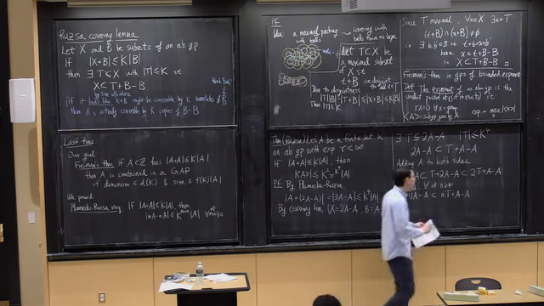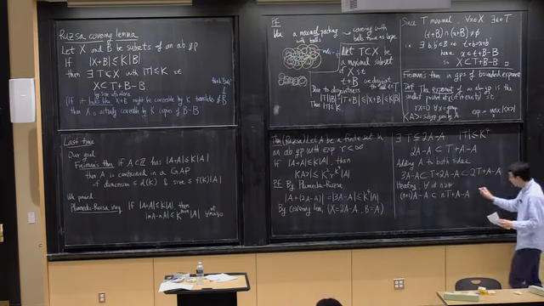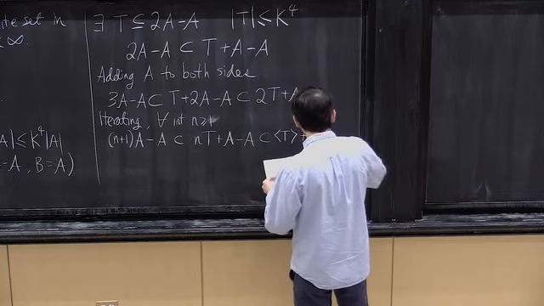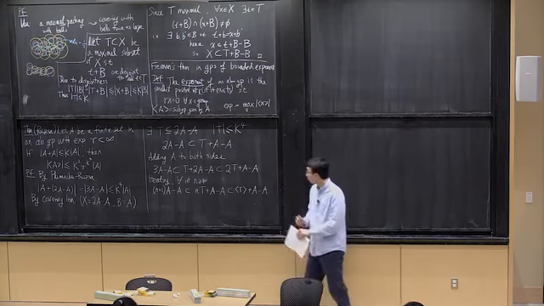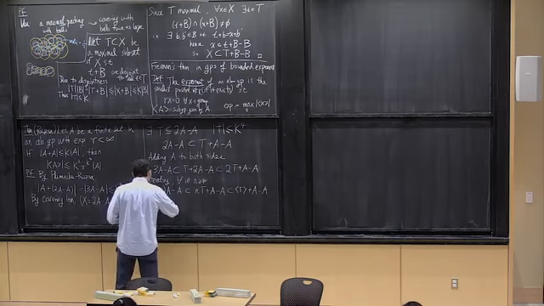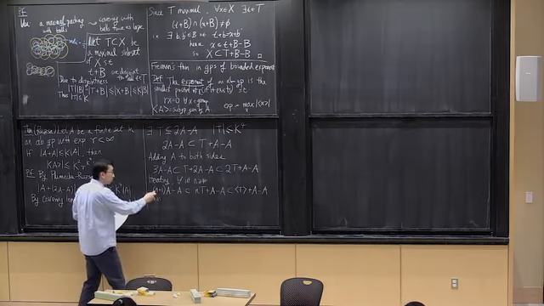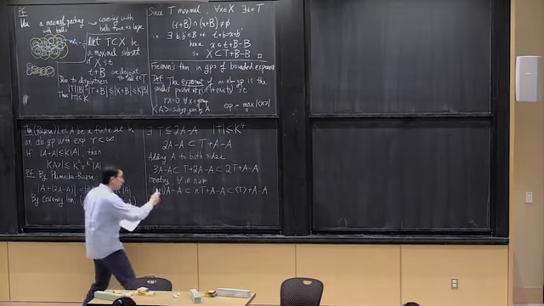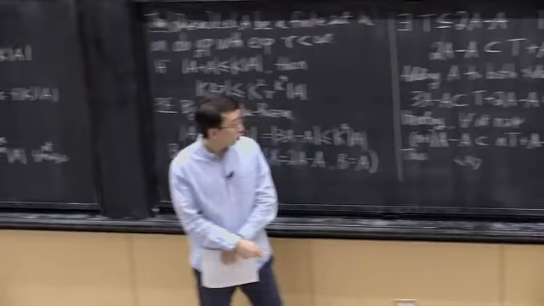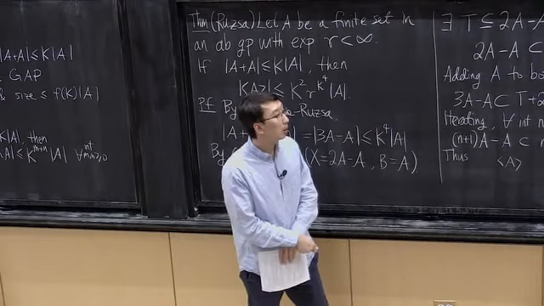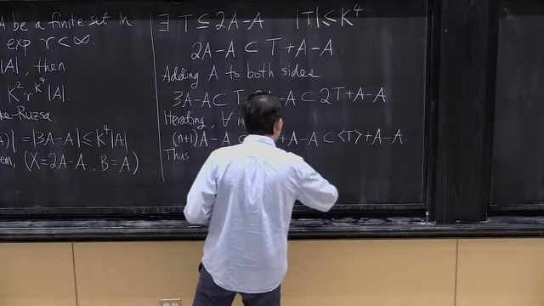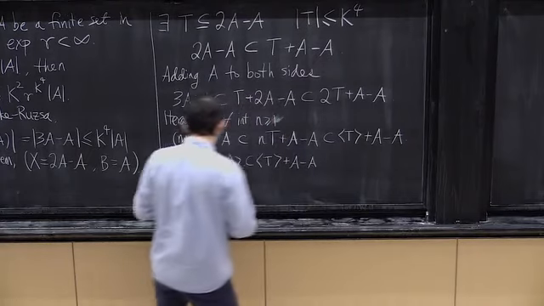But for every integer n, the iterated sums of T are contained in the subgroup generated by T. So therefore, if we take n to be as large as you want, the left-hand side eventually becomes the subgroup generated by A, and the right-hand side does not depend on n. So you have this containment over here.